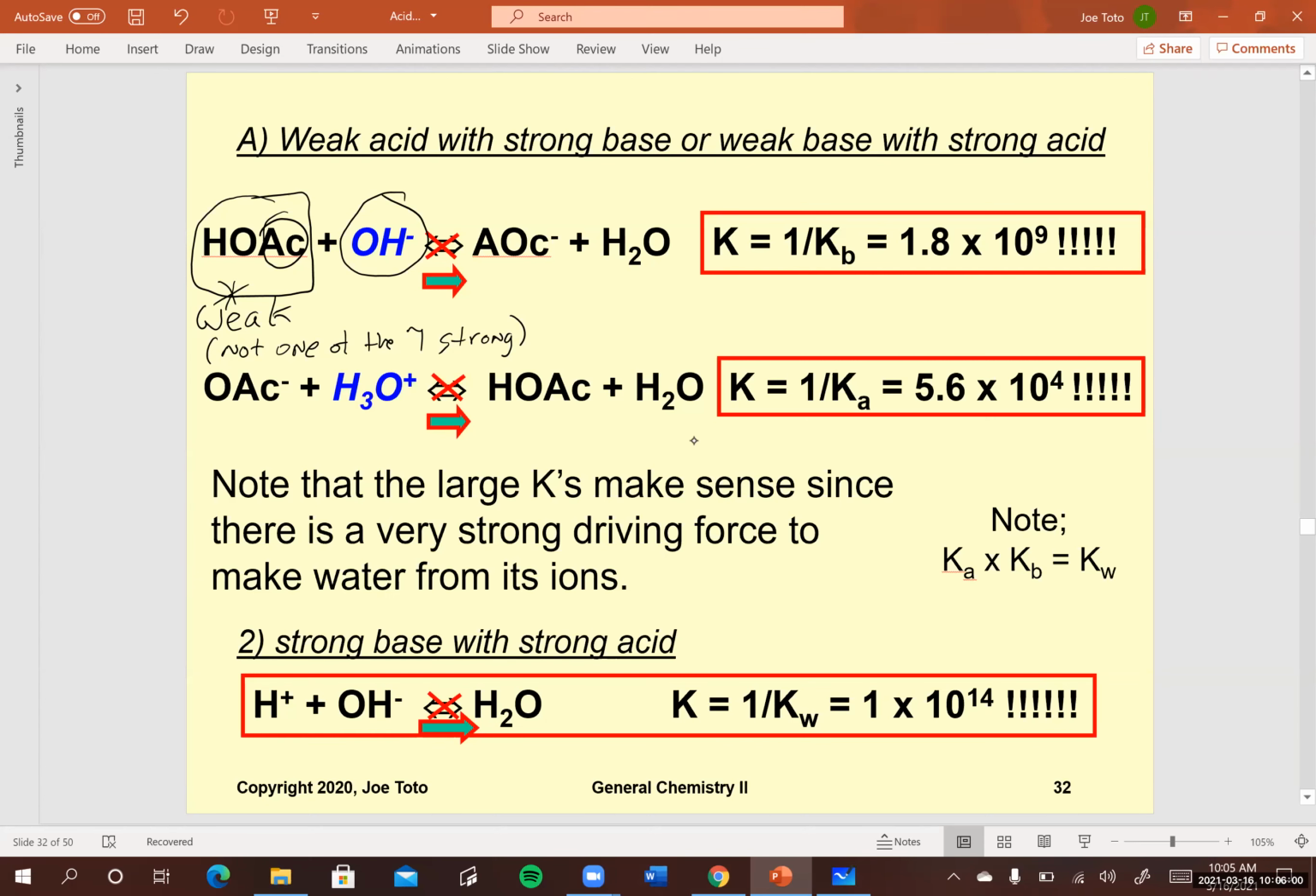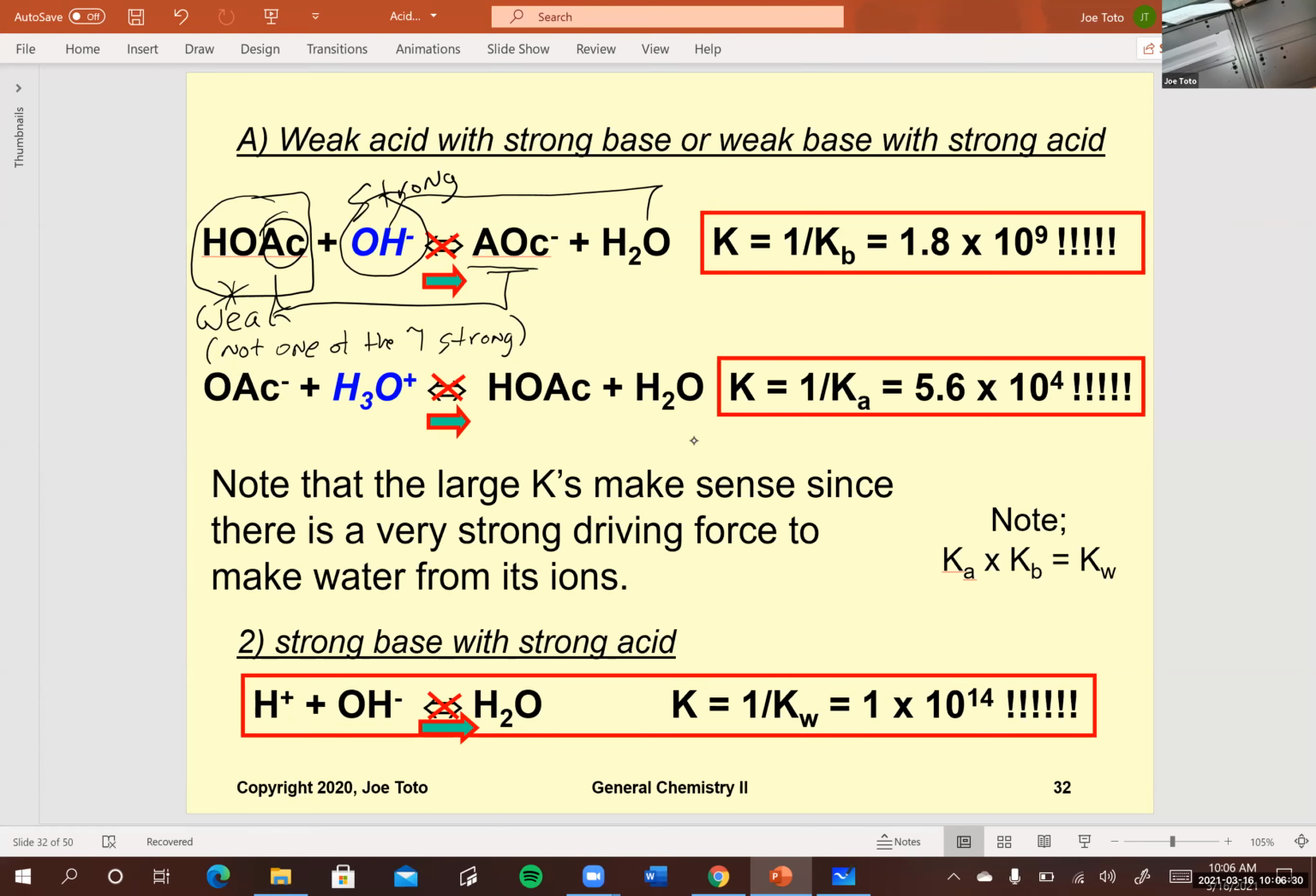Strong base. Yeah, correct. Strong hydroxide. Now, the question is: is there an equilibrium that sets up in this reaction where we have a strong base and a weak acid to form the conjugate base of the weak acid, and the conjugate acid of the strong base, which is water?